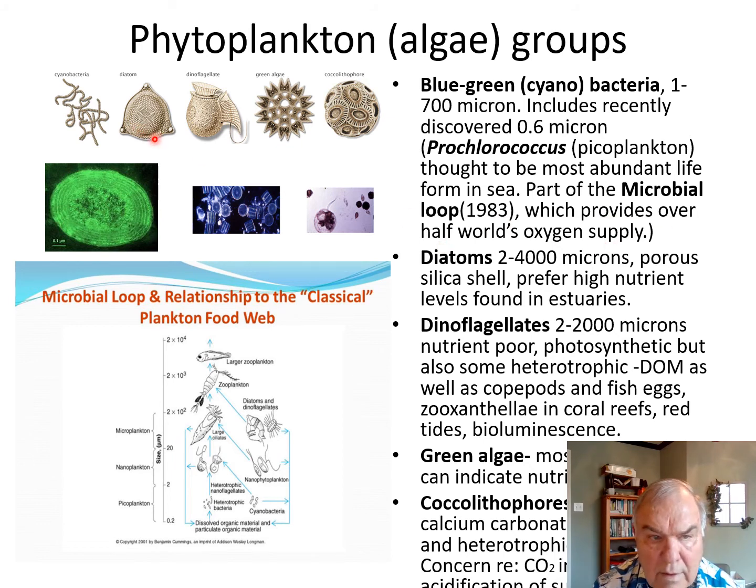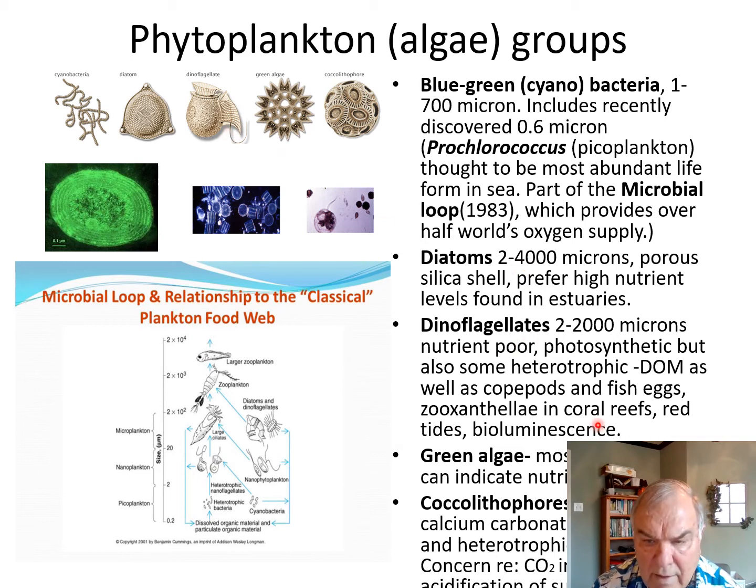Next, we're going to look at the diatoms. This is the most common primary producer, or autotroph algae, in the bays, because they prefer high nutrient levels that we find in our estuaries. They're fairly large, anywhere from 2 to 400 microns, or up to 4 millimeters.